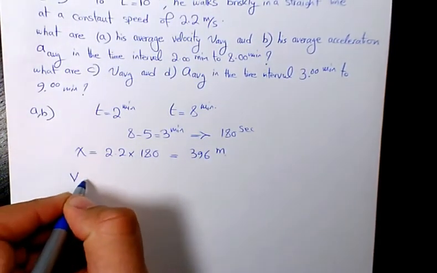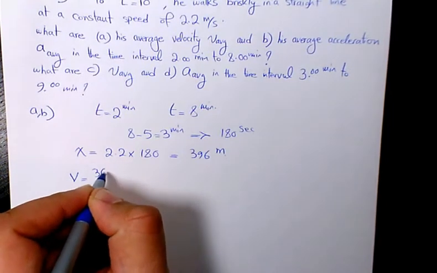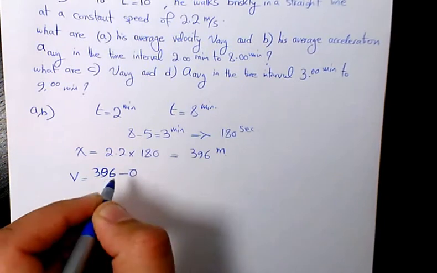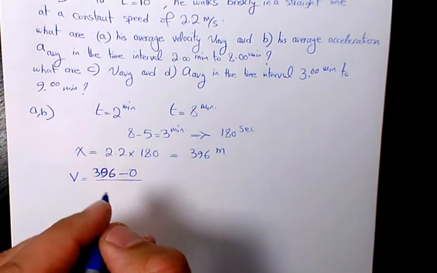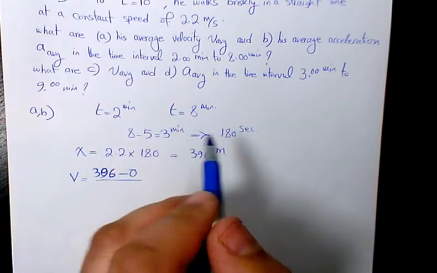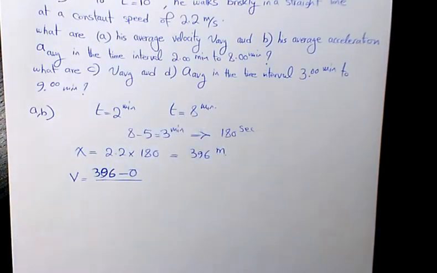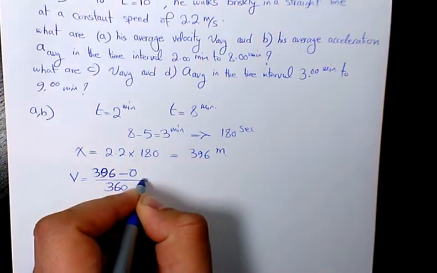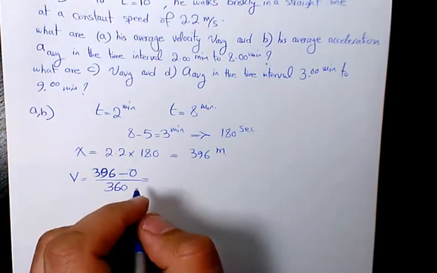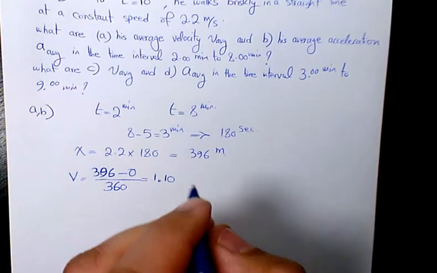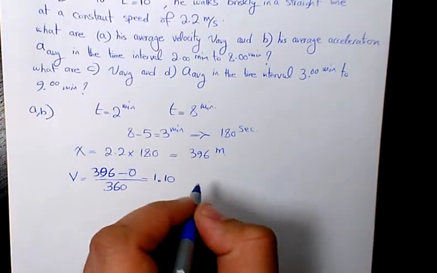So the velocity is going to be the change in distance, which is 396 minus 0, divided by 8 minus 2, which is 6 minutes, and 6 minutes is equivalent to 360 seconds. So 396 divided by 360 seconds is going to be 1.10 meters per second.